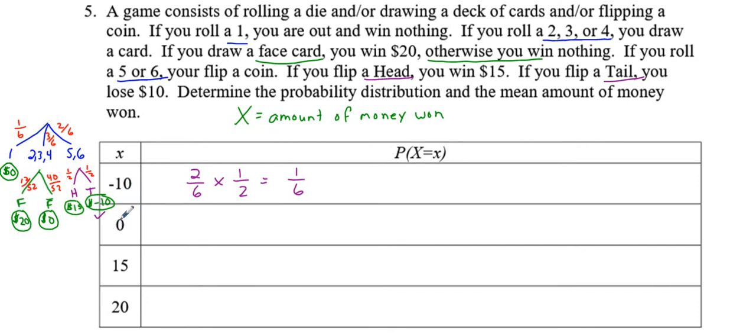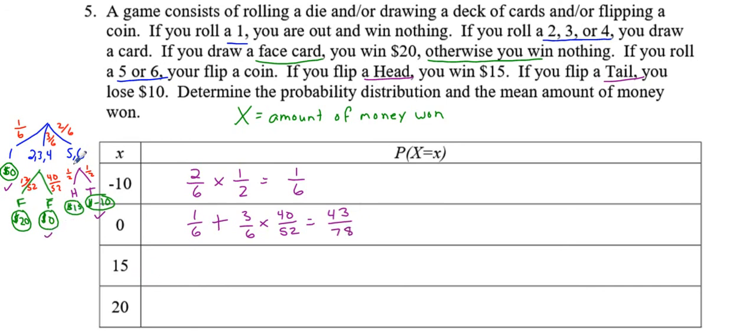Now the probability of winning $0 means you could roll a 1. So one way to win 0 is to roll a 1, and that probability is 1 over 6. But we also have another case, so it's or. The other way to win nothing is to roll a 2, 3, 4 and not get a face card. So rolling a 2, 3, 4 has a probability of 3 over 6, and getting a non-face card is 40 over 52. And in lowest terms, that works out to 43 over 78.